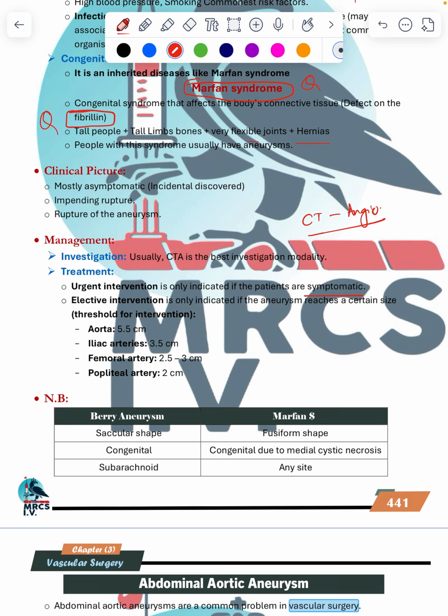So size is more important in this. For aortic aneurysm, this is asked all the time: if it is more than 5.5 centimeter, this is the demarcation, the size limit. Beyond this you have to go for surgery. For iliac arteries the limit is 3.5 centimeter, popliteal 2 centimeter, and femoral 2.5.